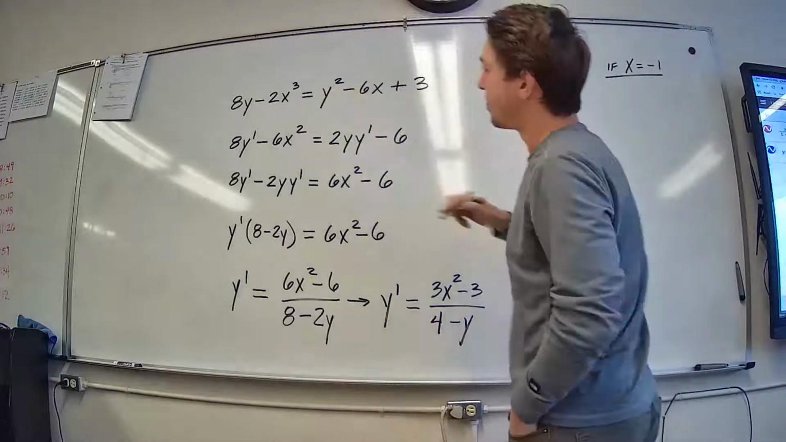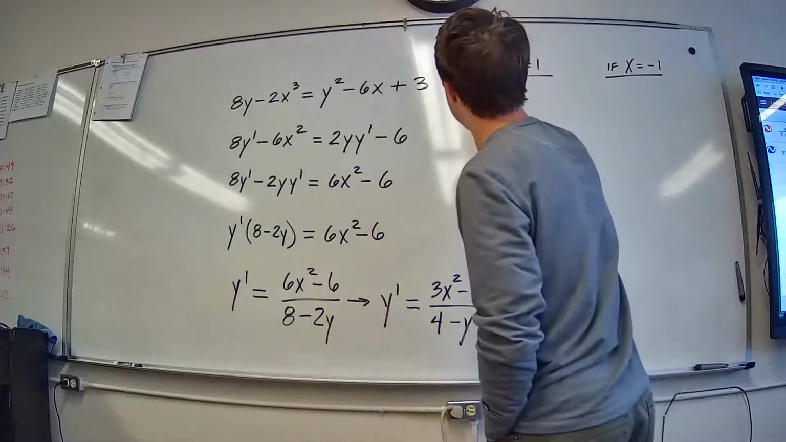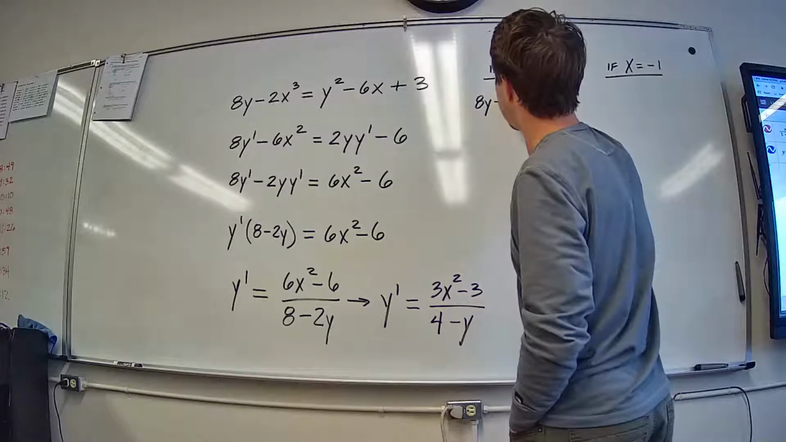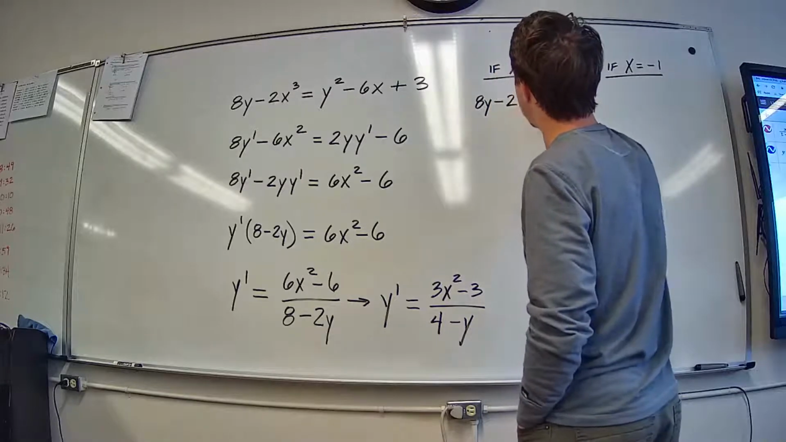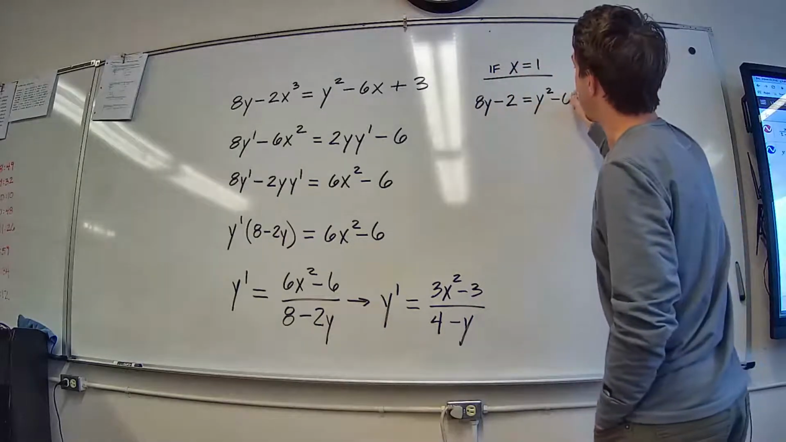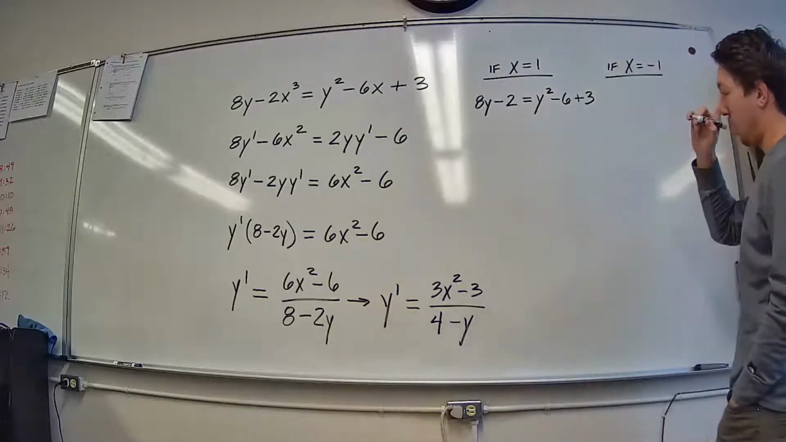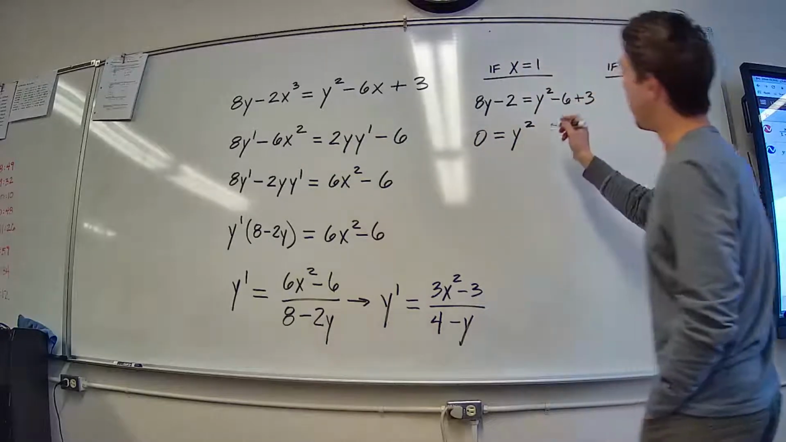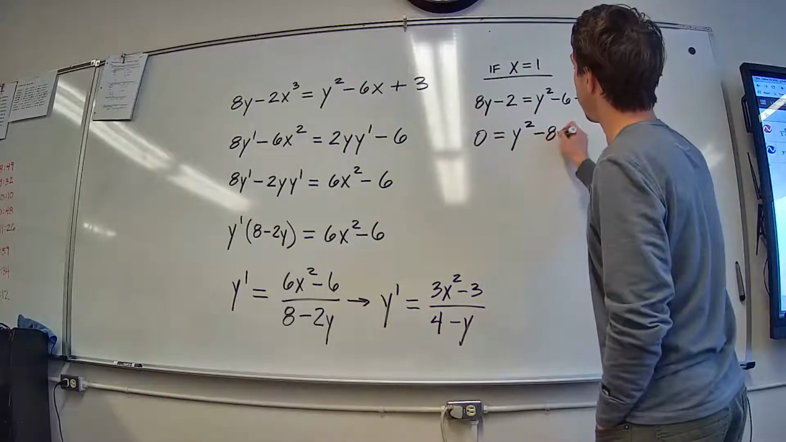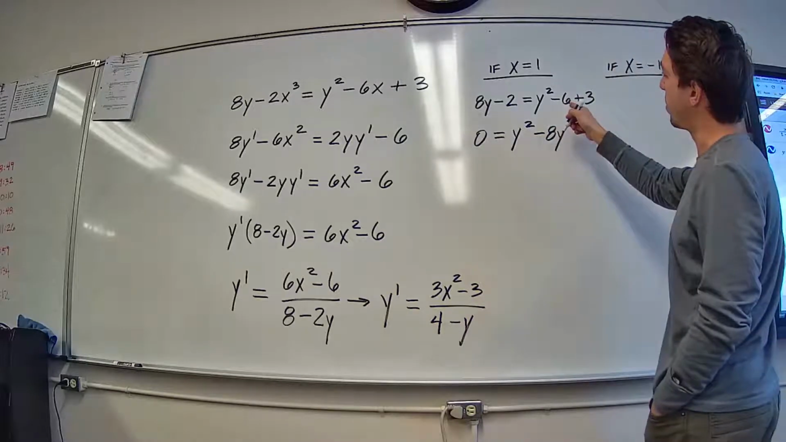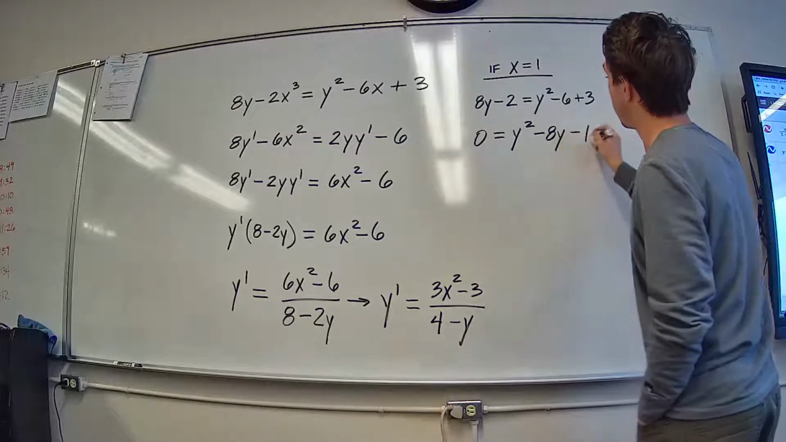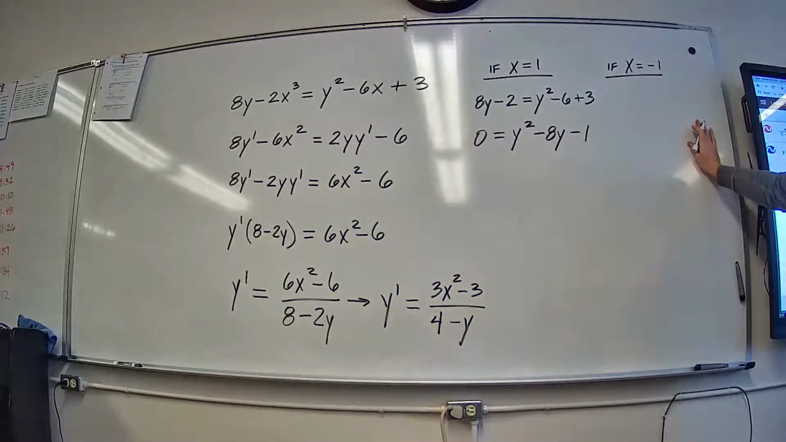Okay, let's let x be 1. We'd have 8y minus 2 equals y squared minus 6 plus 3, which we can rearrange. What do you get here? -3, so -1. Which is sadly not factorable.